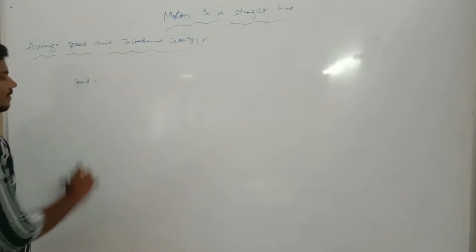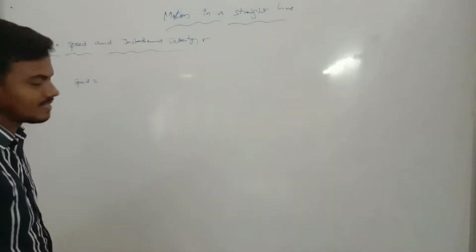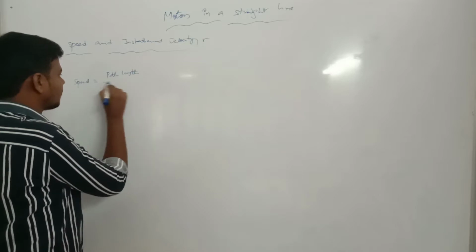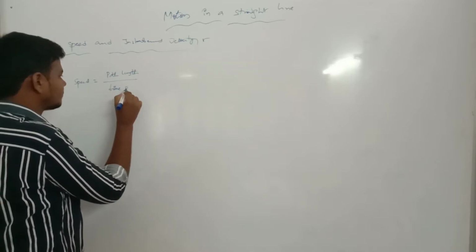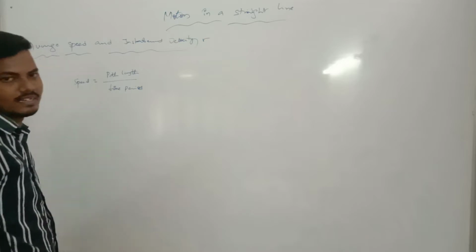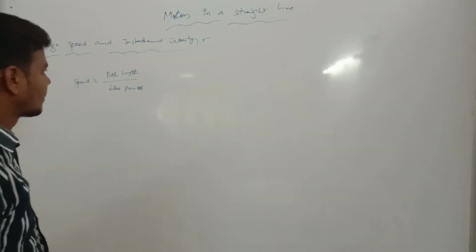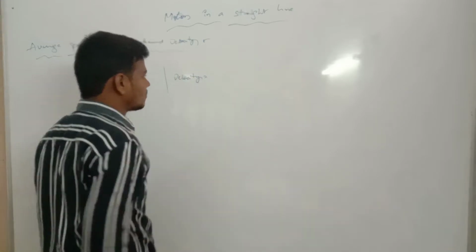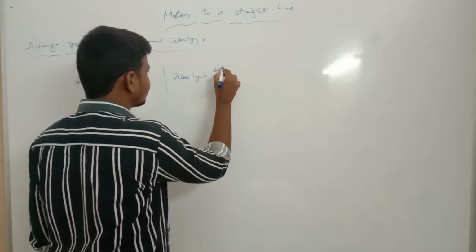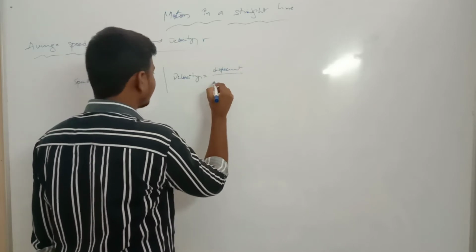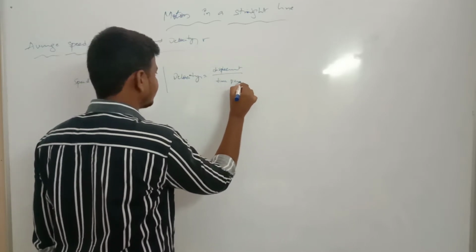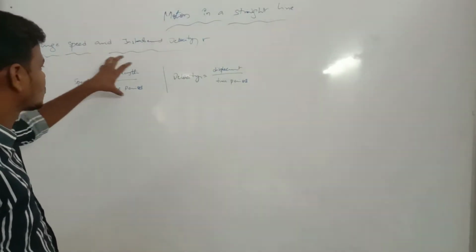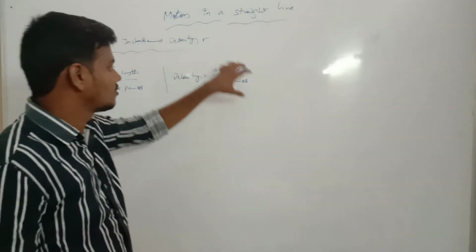Speed, from our previous equation, is equal to path length by time period. This is the value of speed. Now velocity is equal to displacement by time period. Now speed is equal to path length by time period, and velocity is equal to displacement by time period.